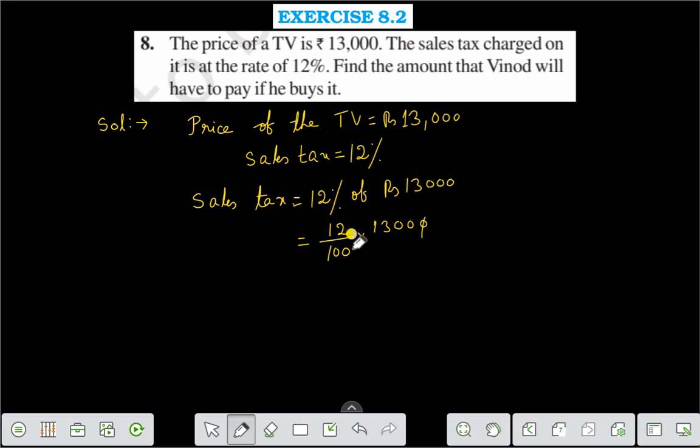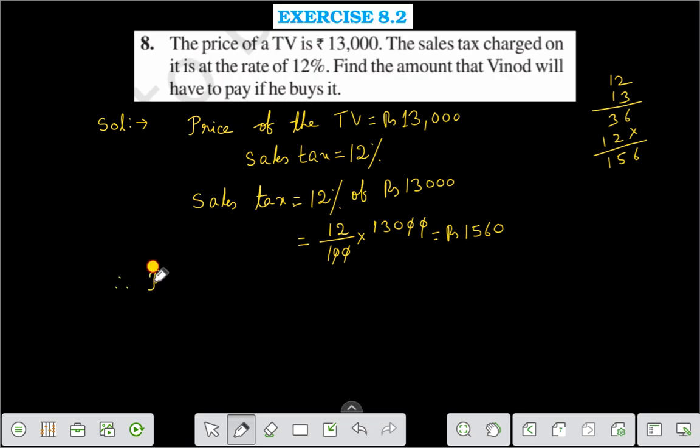We cut these zeros. Then we multiply 12 with 13. 3 times 2 is 6, 3 times 1 is 3, 1 times 2 is 2, 1 times 1 is 1, and adding gives 156. With the remaining 0, that is 1560.